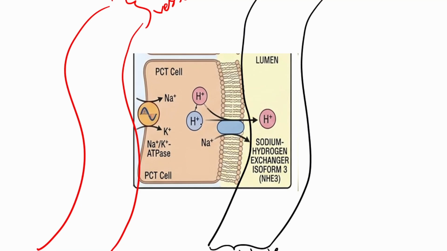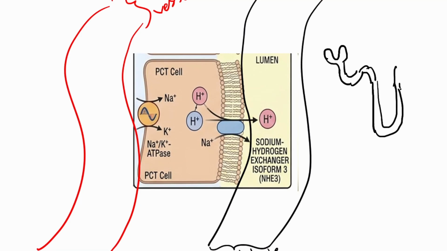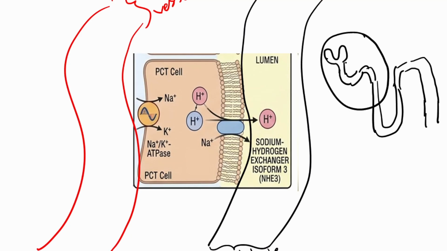Now for hydrogen ion secretion, we locate active transport working simultaneously in both PCT and collecting duct. Let's say this is Bowman's capsule. Then we have PCT going like this. Then we will have loop of Henle, then DCT, and finally collecting duct. So first complete the PCT component for hydrogen ion secretion. In the PCT cell, this left portion represents the PCT cell mechanism.